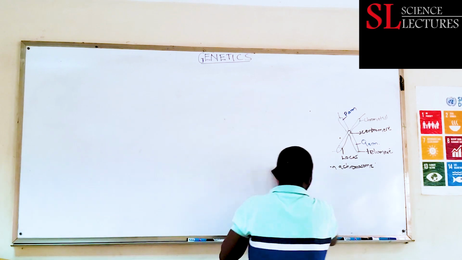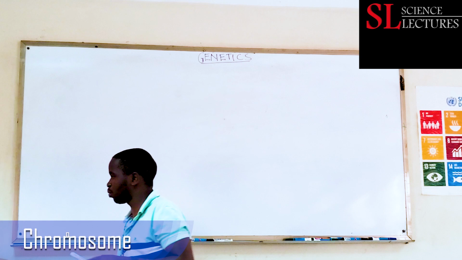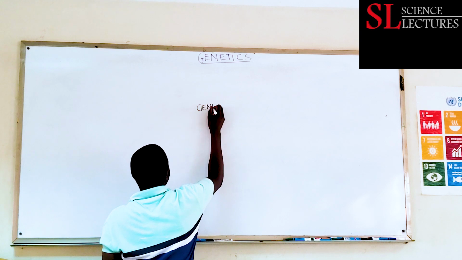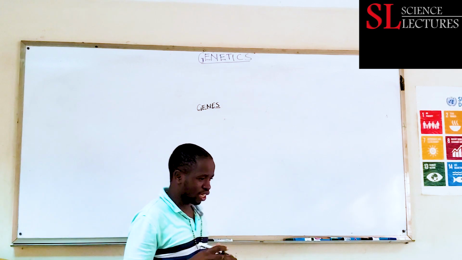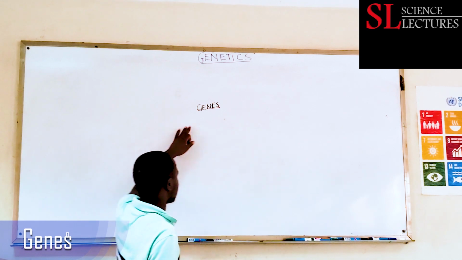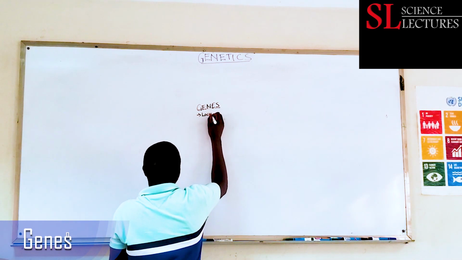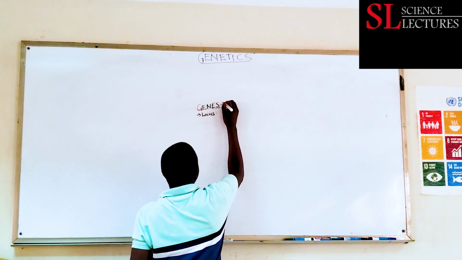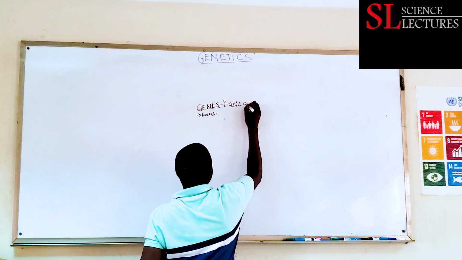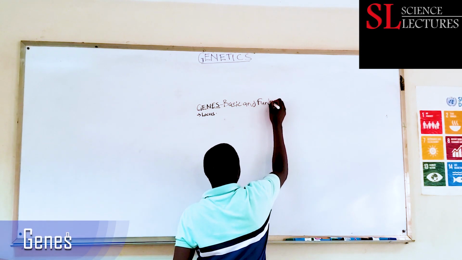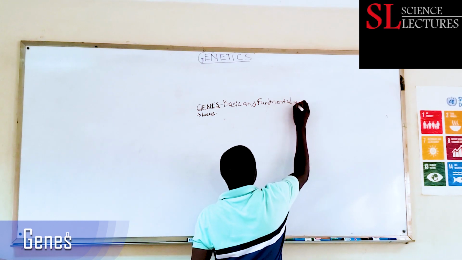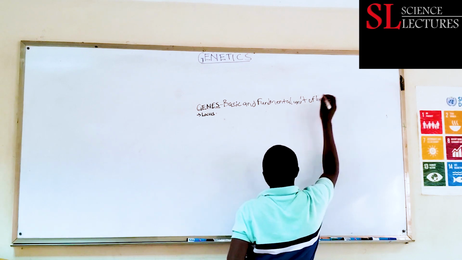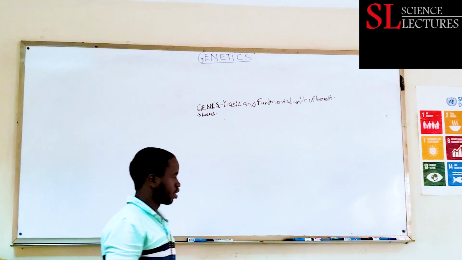Remember, the word genome was putting into consideration two things, a chromosome and a gene. So we shall look at genes later in molecular biology, but we just need to know how a gene functions. Number one, a gene is a basic and fundamental unit of heredity, and it is located on a locus.